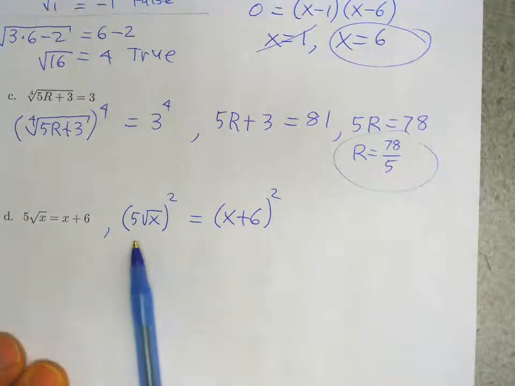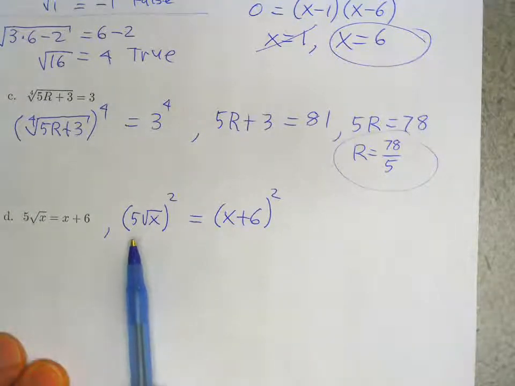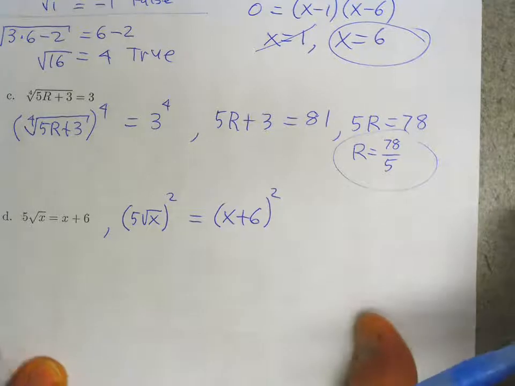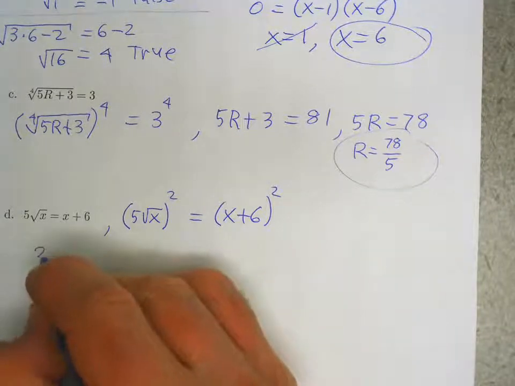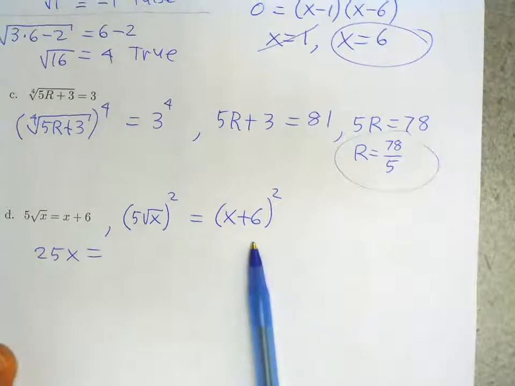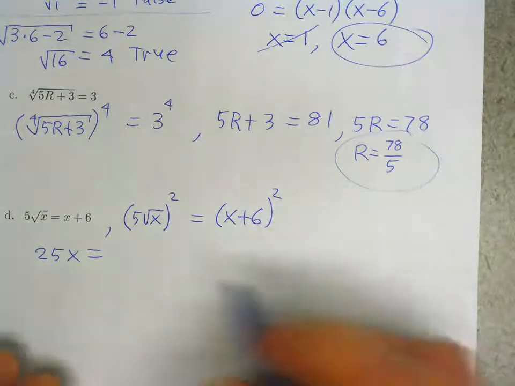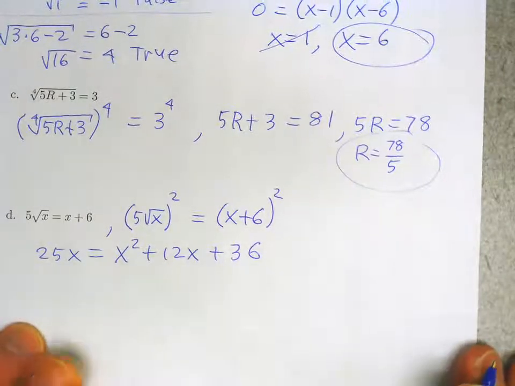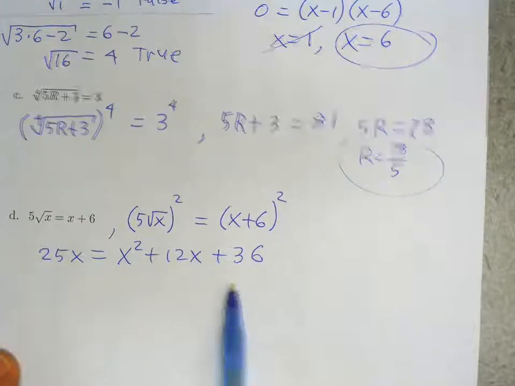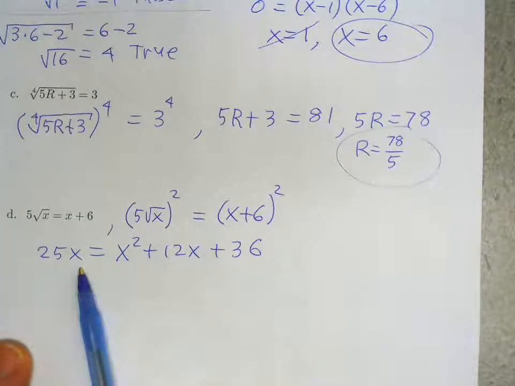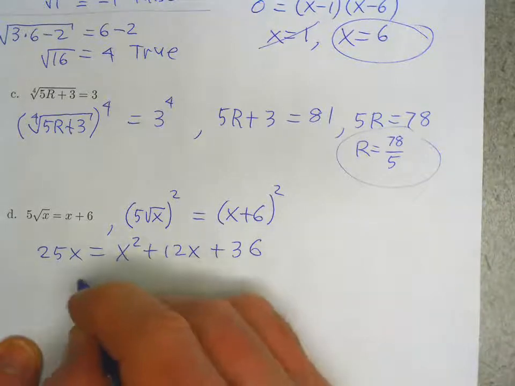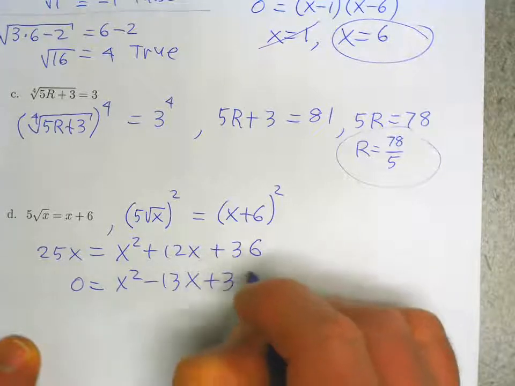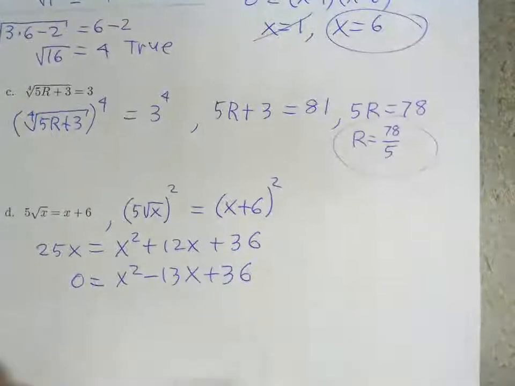Okay, so remember what it means to square something. When you square 5 times the square root of x, it means 5 times the square root of x times 5 times the square root of x. And that is 25x. And x plus 6 quantity squared is x plus 6 times x plus 6, which is x squared plus 12x plus 36. And we get a quadratic equation, so subtract 25x from both sides, and we get 0 equals x squared minus 13x plus 36. And we can solve by factoring.